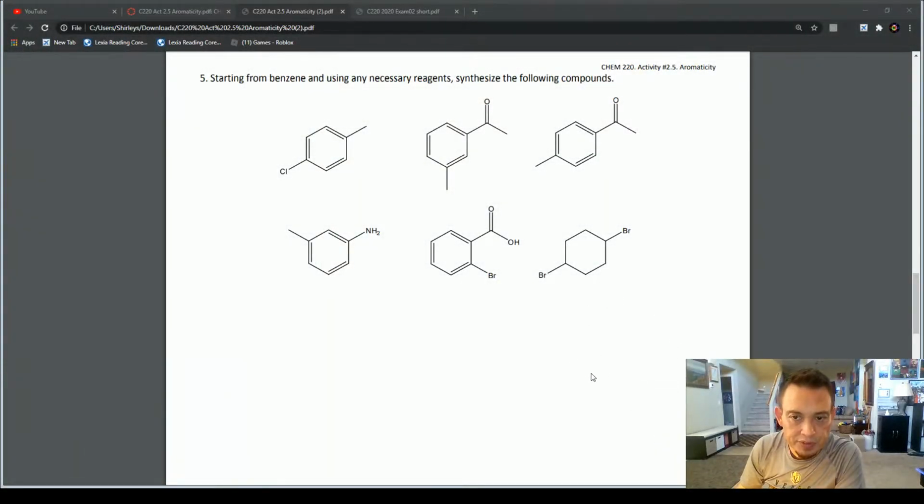All right, so do I have that list here? Hang on, let me double check my thing here. It's in the notes. So it's useful to have a list of what group is what, whether it's activating or deactivating, ortho-para director or meta director for problems like this.